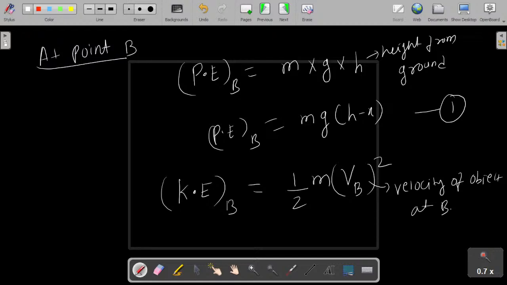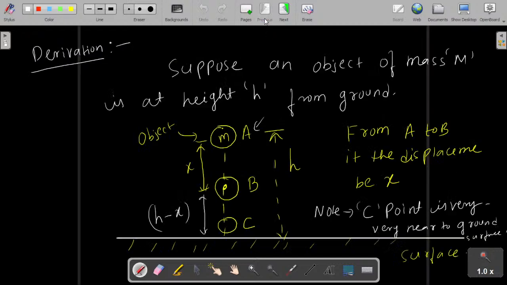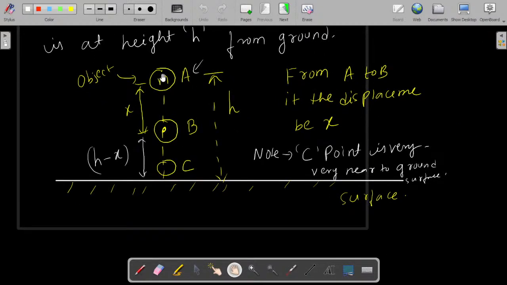So next, we have to find the velocity at point B. So how to find the velocity at point B? See here. Since the ball is moving from A to B, here the velocity is 0. You know the formula. Here the velocity is increasing from A to B. So here the initial velocity is 0, and here the velocity is, suppose, VB.